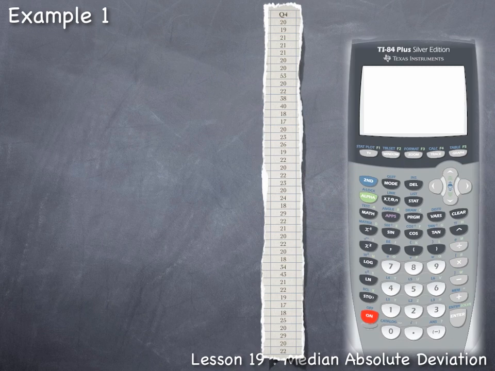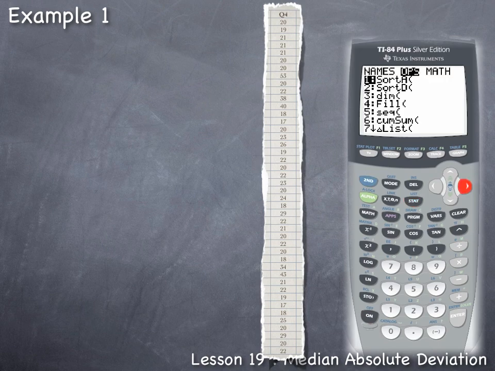The median absolute deviation measures dispersion by calculating the median of the absolute value of the deviations of the data from its reference point, the median. Now that the data is already entered into a list in the calculator, we can calculate the median absolute deviation using the TI-84 by first finding the median, which is found by pressing second, list, arrow to the right twice to the math menu, and the fourth item on that menu is the median. So select the median.